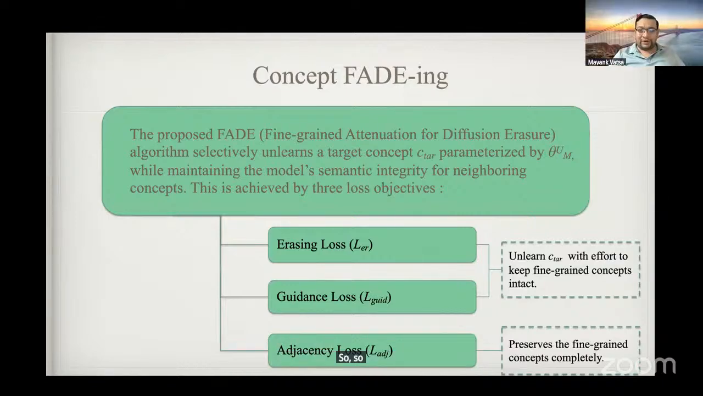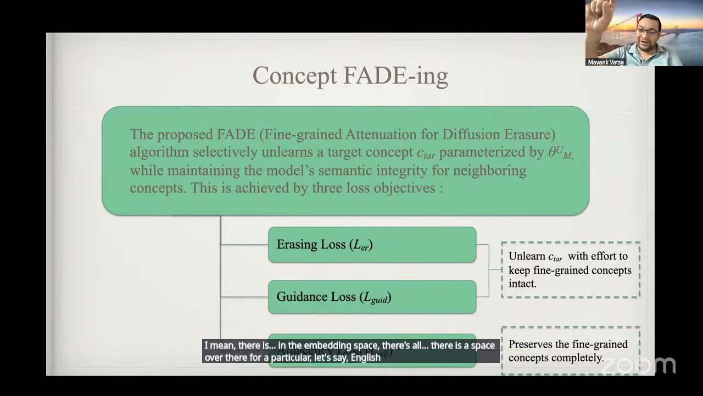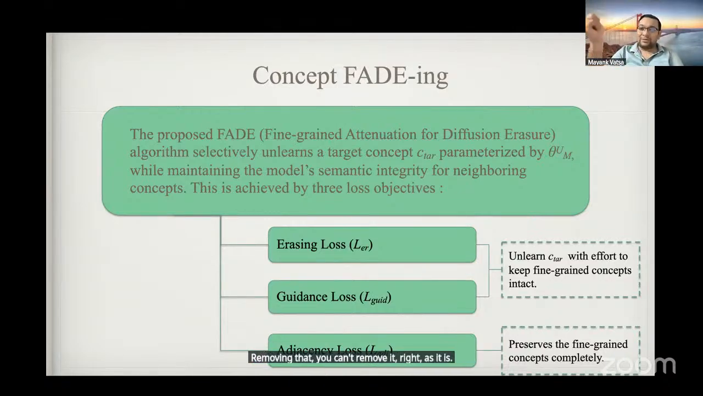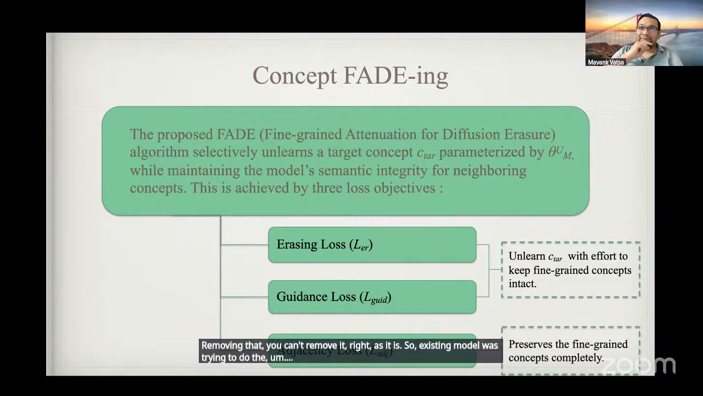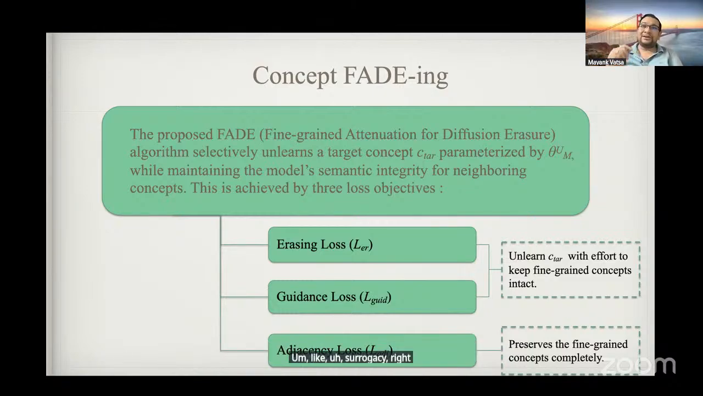So very quickly, the erasing loss is essentially doing gradient ascent on the particular CIFAR concept. The guidance loss is essentially forcing the model to forget. In the embedding space there is a space for a particular, let's say, English springer spaniel. You can't just remove that as it is, so existing methods were trying to do surrogacy for that. What we are saying is: don't find a surrogate, create a null space of that particular concept.